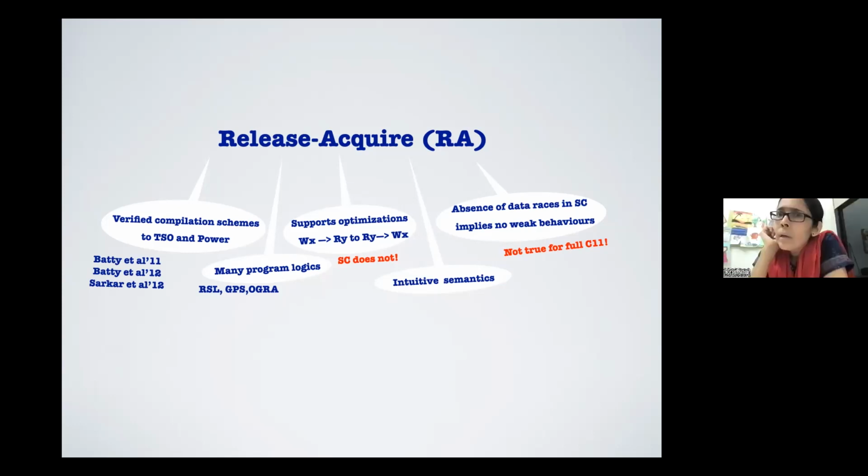Abhishek had a question, I think. Yes, I had a question. So you always say this is a fragment of RA, right? I mean, when you're talking about this fragment, what are you leaving out?